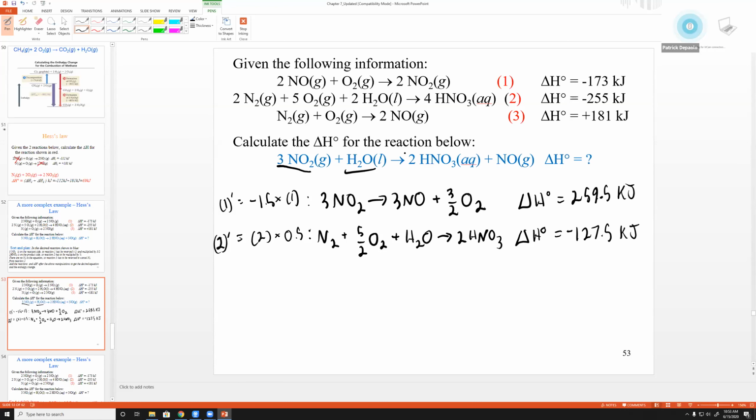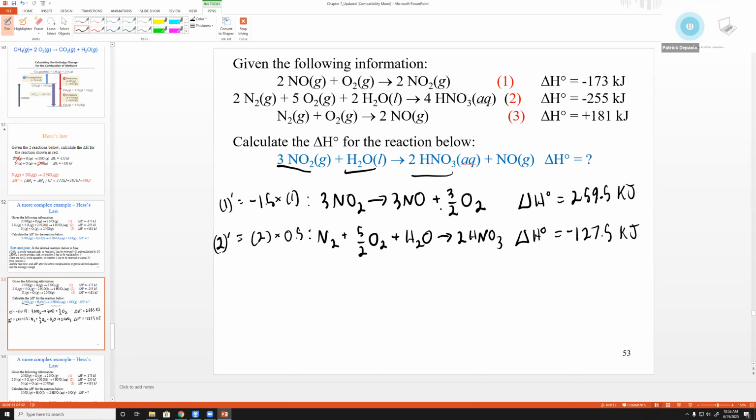Next, our product side. Product side, 2 HNO3. Okay, let's look at our modified equation. So our HNO3 occurs in equation 2, but we already modified equation 2. That equation 2 has 2 HNO3 already in the products. So we're good there. Then the last thing in the products is NO. Let's look at the NOs we have. We have 3 NO in the products, no NO in the middle one, and then we have 2 NO in the products here. This is where this might be a little tricky.